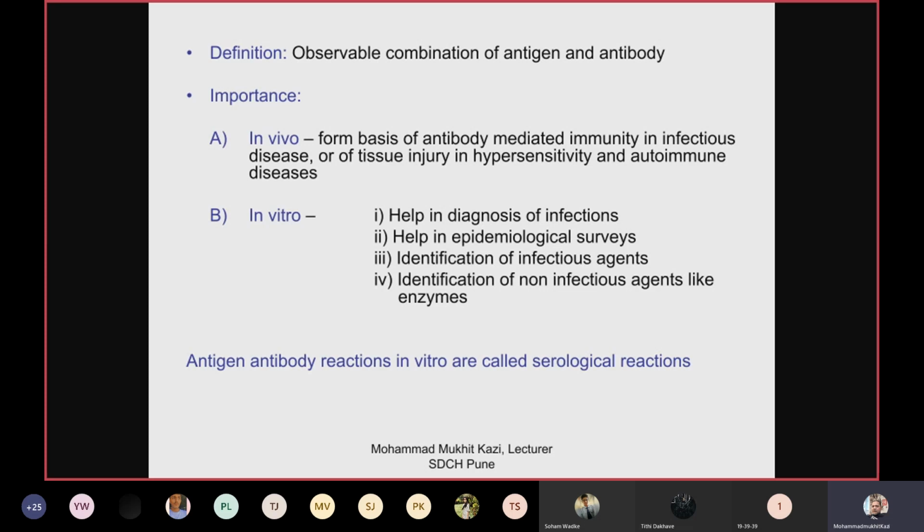It also helps in epidemiological surveys. Epidemiological surveys are generally carried out to find in which part of the country or area that disease is predominantly present. So it will help you to know the pattern of the disease in the entire country or in the entire world. Then, of course, it is also useful in the identification of infectious agents and identification of non-infectious agents like enzymes. These are also detected with the help of serological reactions. So the antigen-antibody reactions in vitro are called serological reactions. The ones we perform in the laboratory are called serological reactions.